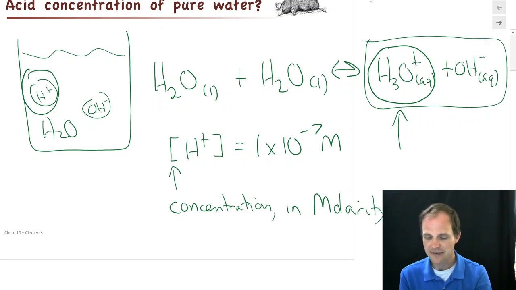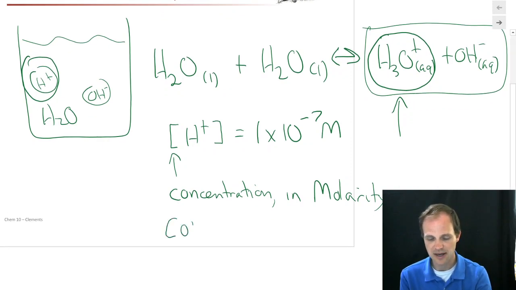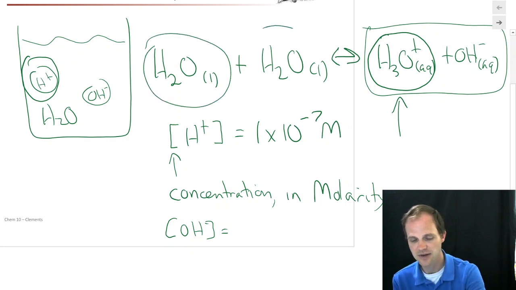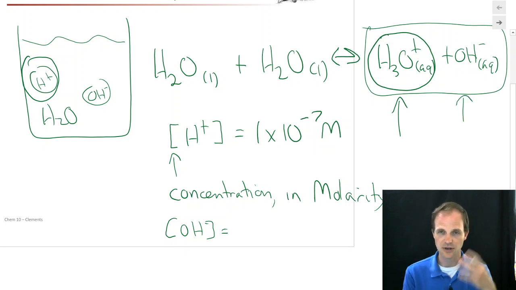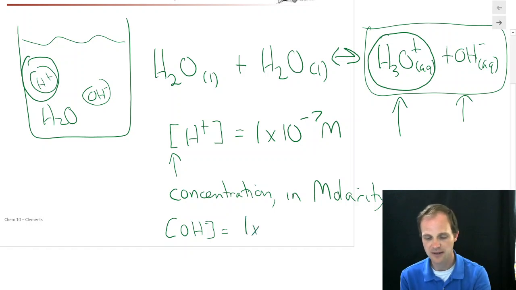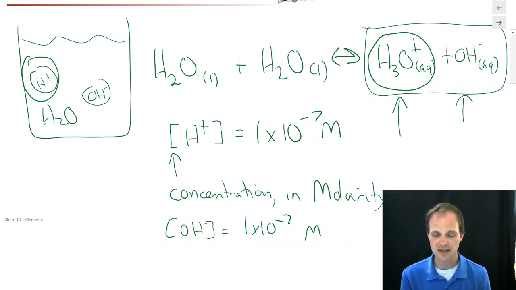Now, if you were to guess the OH minus concentration in pure water, what do you think it would be? If we look at this reaction, water reacted with water to make 1 H3O plus and 1 OH minus. So if we have 1 times 10 to the minus 7th molar H plus, what do we probably have? 1 times 10 to the minus 7th molar OH minus. And we read that as the concentration of OH minus is 1 times 10 to the minus 7th molar. So those are our concentrations.